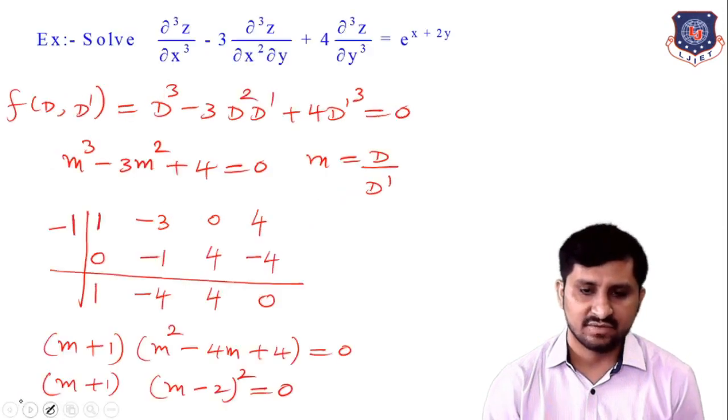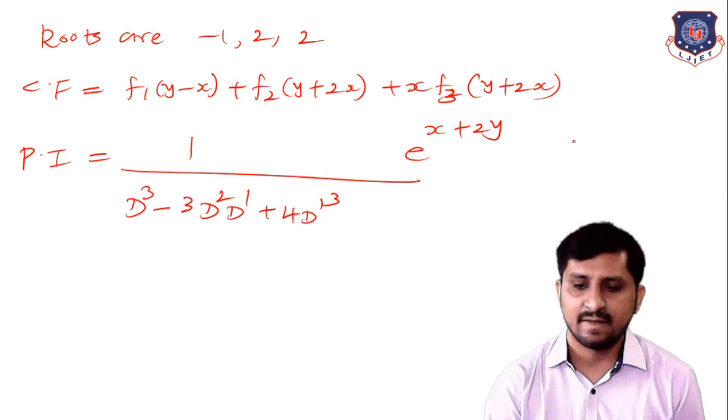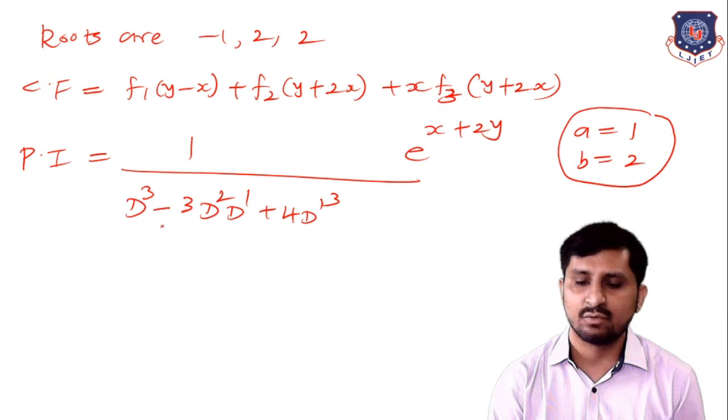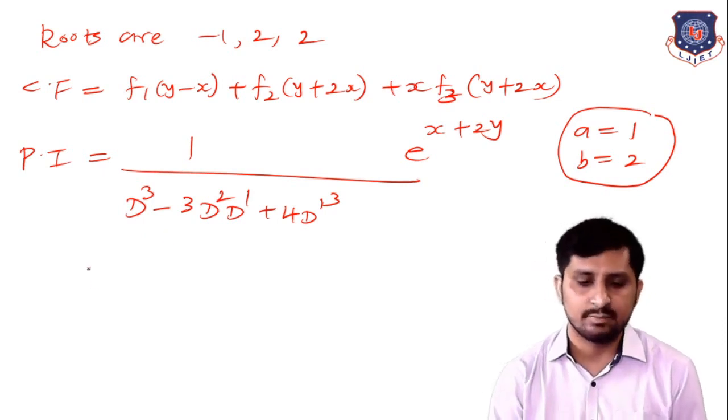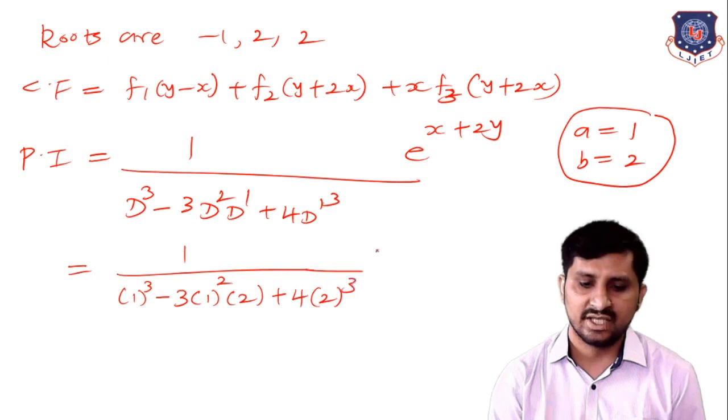And what is your function? F of x, y is nothing but e raised to x plus 2y. That means what is your a? A is equal to 1 and b is equal to 2. So instead of D, you have to take 1, and instead of D dash, you have to take 2. So this equals, first of all, 1 raised to 3 minus 3 into 1 square, instead of D dash you take 2, so 2, plus 4 into 2 raised to 3, into e raised to x plus 2y.